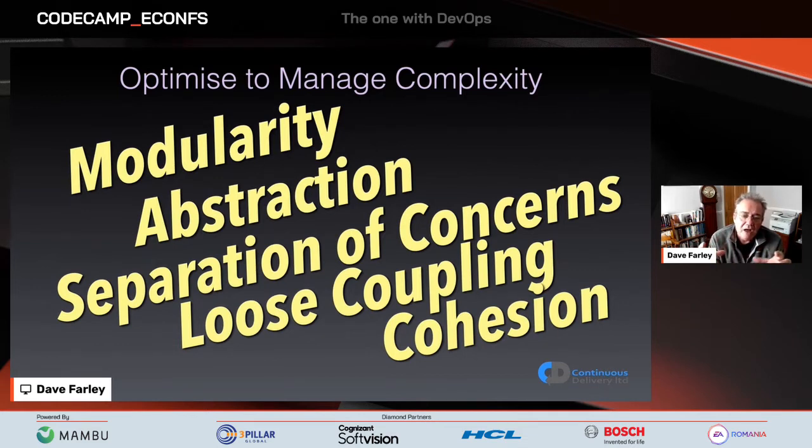We want to be able to isolate bits of software that are unrelated from one another so that they can change more independently, and use techniques like separation of concerns and abstraction and loose coupling to achieve that. And we'd like within those modules the responsibilities to be cohesive, for the ideas to be related and not just randomly allocated.